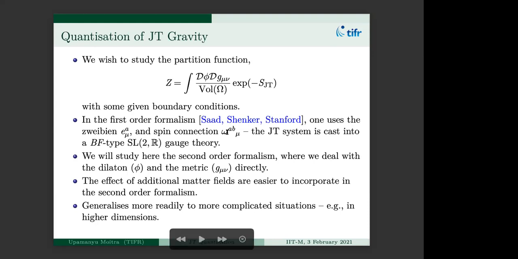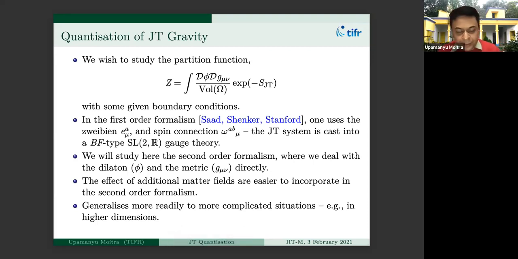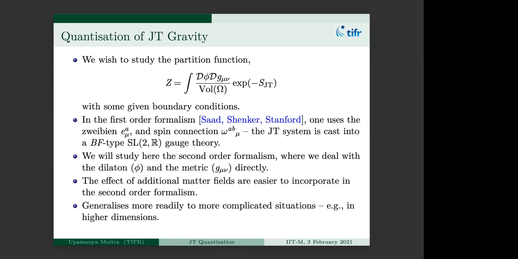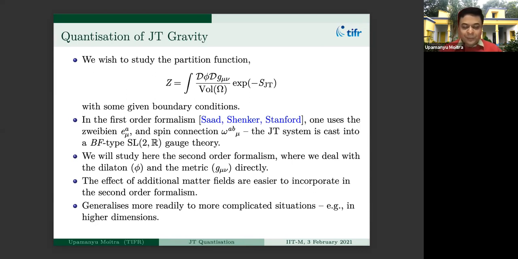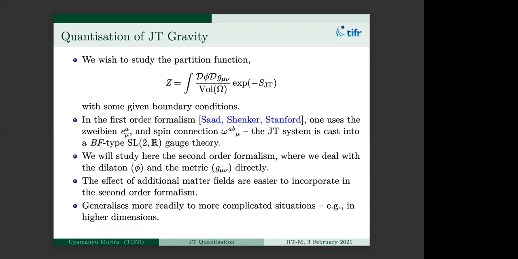So why is it called first and second? Yeah, that's a great question. First order, as in on varying the action, you get first order equations of motion. Oh, okay. And generically in the metric formalism, you get second order equations of motion. Okay. Thank you.